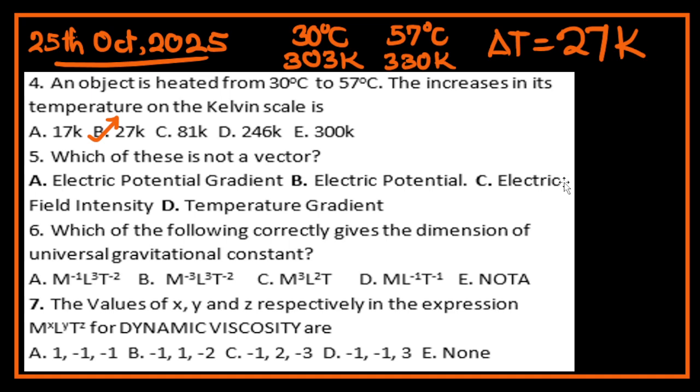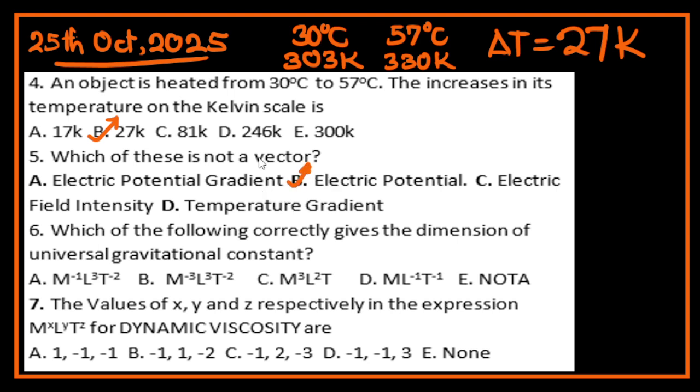The next we have, it says which of these is not a vector? We have electric potential gradient, electric potential, electric field intensity and temperature gradient. Does anybody want to answer this? I'll wait. Okay, B, right? That's correct. Electric potential.